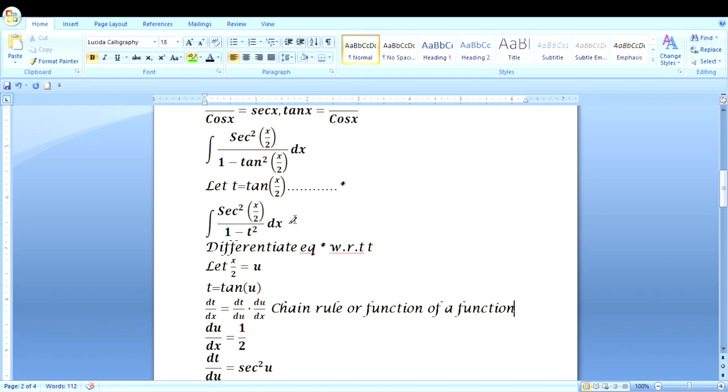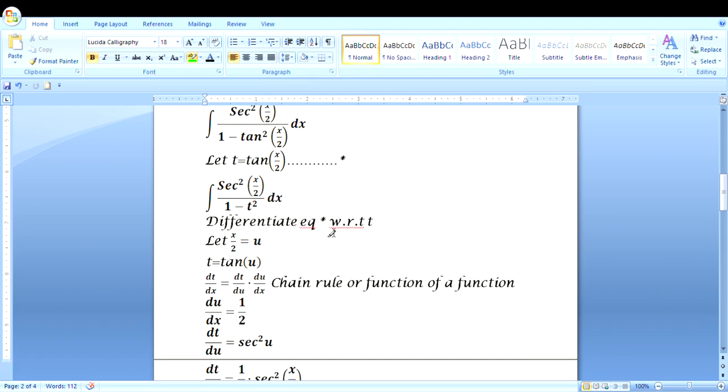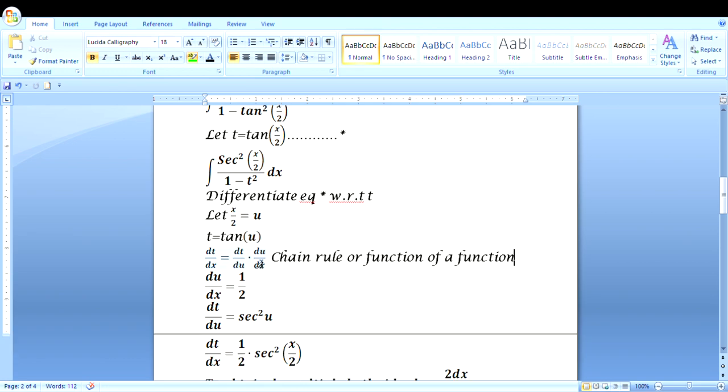Then, for us to obtain dx, we need to find an expression for dx by differentiating equation 1 with respect to t. You see, this function is a function of another function, so here we are going to make use of the chain rule, or function of a function. By first of all letting x over 2 equal u, so that t is equal to tan u, then for us to obtain dx, we have to differentiate the equation with respect to x, and this becomes dt over dx is equal to dt over du times du over dx.